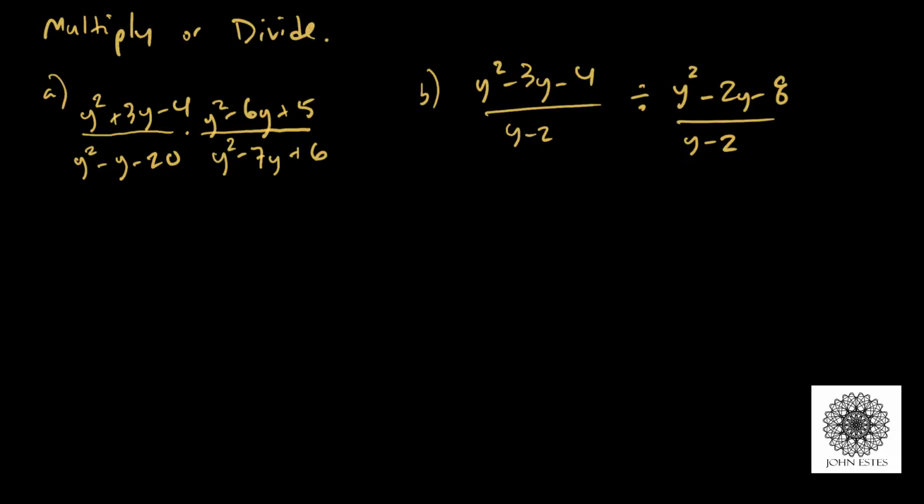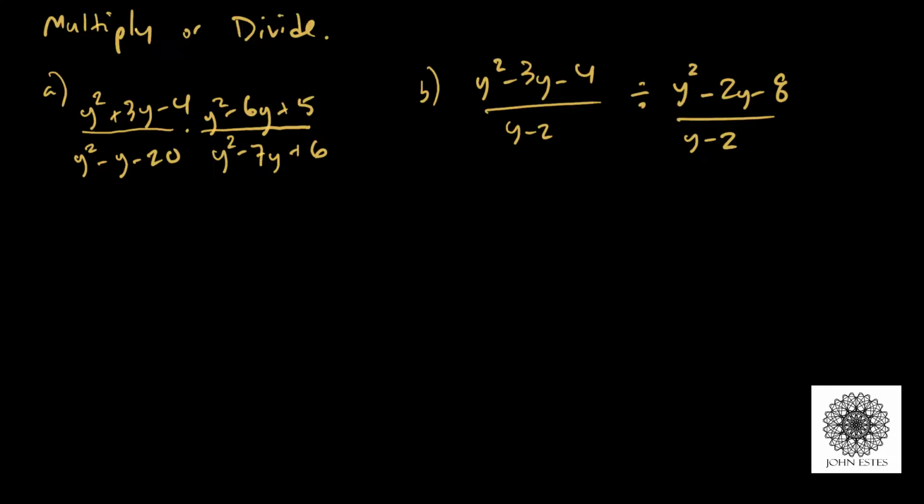Okay, so in the numerator, y squared plus 3y minus 4. Two things that multiply to give me -4 and add to give me +3. How about a +4 and a -1? In the denominator here, I'm thinking of two things that multiply to give me -20 and add to give me -1. So what about -5 and +4?